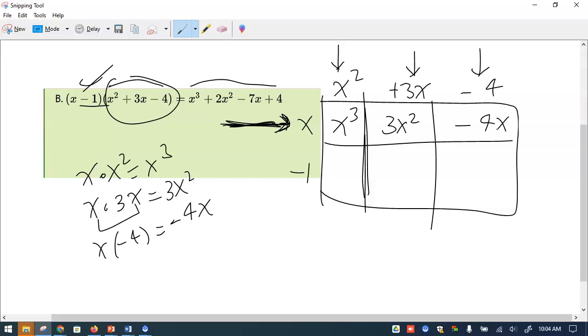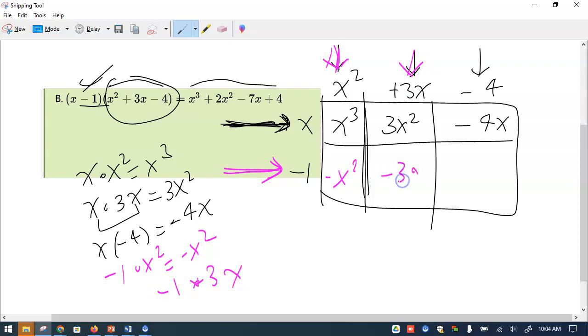Then we multiply this minus 1. Minus 1 times x squared will be minus x squared. Then multiply minus 1 by this 3x. Minus 1 times 3x is minus 3x. And then the same minus 1 is multiplied by the negative 4, which will be positive 4.